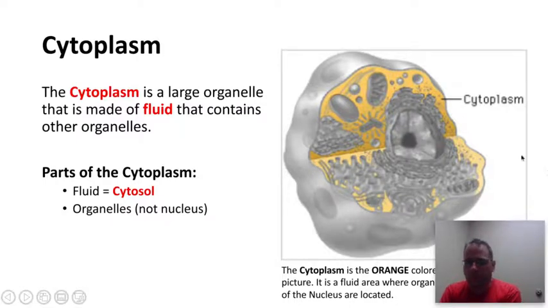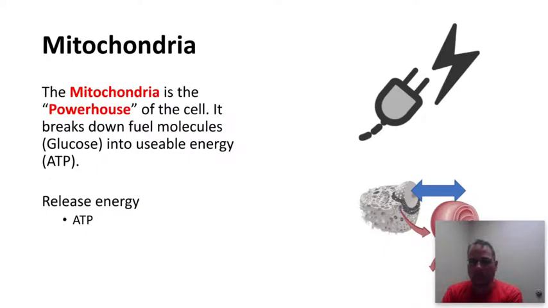The cytoplasm. As I said, like the M&M, it is that chocolate part of the cell. It's everything in between the cell membrane and the nucleus. It's a fluid known as the cytosol, and also has a lot of the organelles which are not located in the nucleus. The mitochondria. This is going to be the powerhouse of the cell. It breaks down fuel, glucose, or sugar, and turns it into a usable form known as ATP. We'll be talking about that pretty soon.